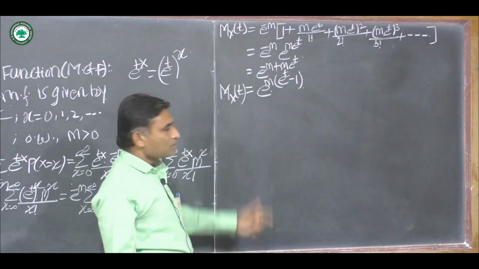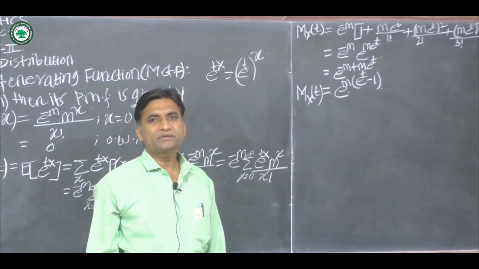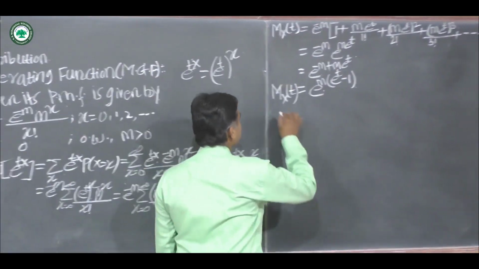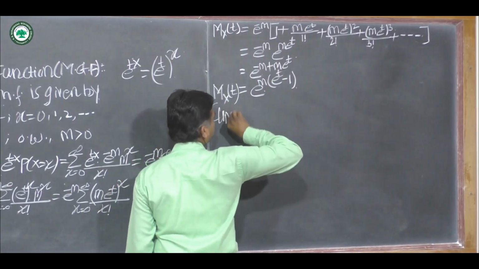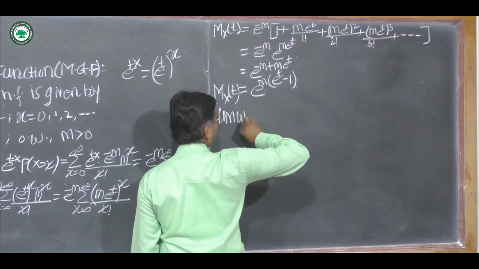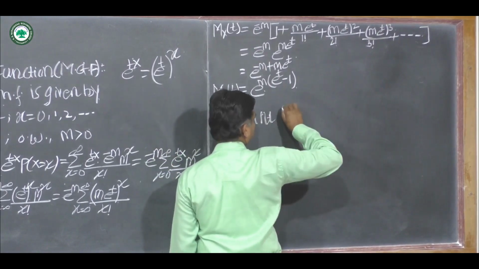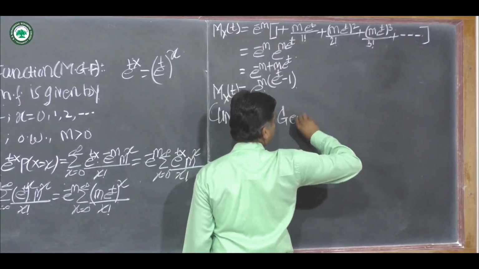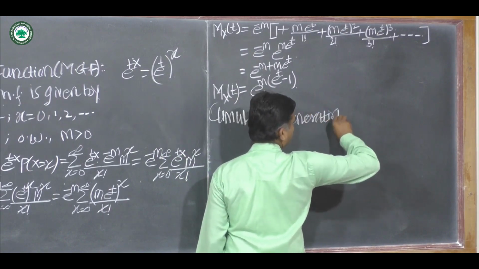Now we obtain the cumulant generating function of Poisson distribution. Next one is cumulants of Poisson distribution, the cumulant generating function.